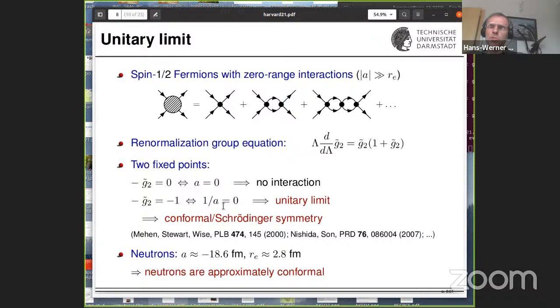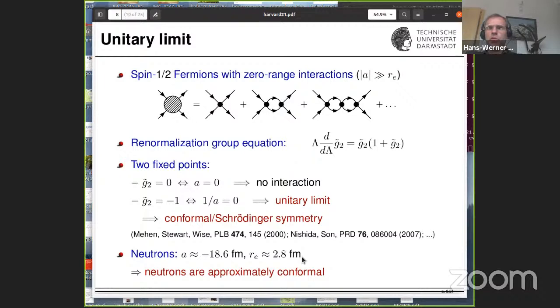And as I already said before, neutrons are not exactly in the unitary limit. So here are the relevant numbers. The scattering length is of the order of minus 20 Fermi, effective range 10 times smaller. But there is an interval where you can neglect both of these dimensionful numbers. And in this region, the neutrons are approximately conformal.